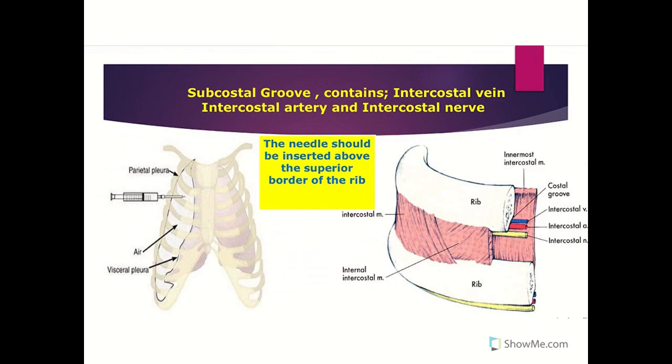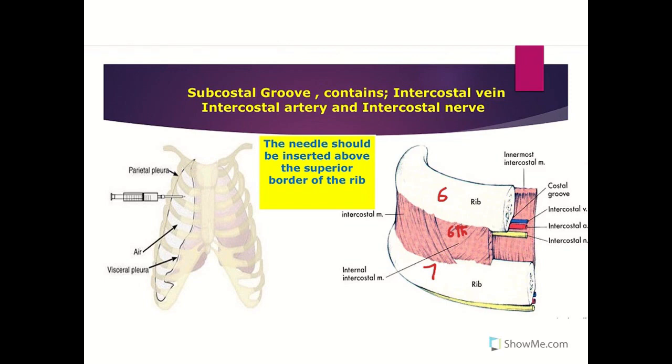Okay, say this is rib number 6 and this is rib number 7. Between rib number 6 and rib number 7, this space is the intercostal space of number 6. This is the 6th space.